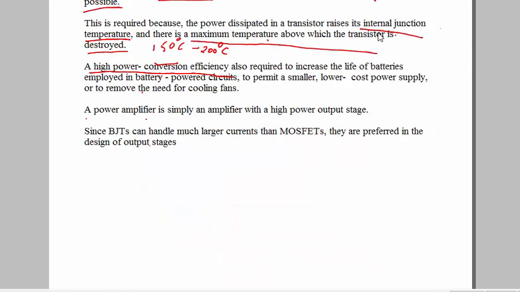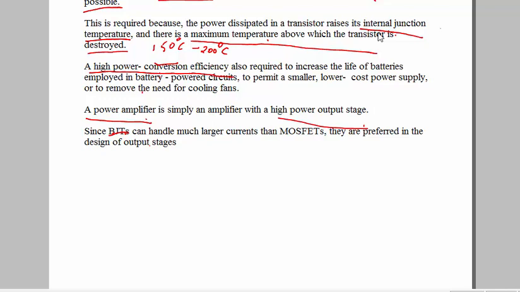So what is a power amplifier? A power amplifier is simply an amplifier with a high power output stage. Now here is a practical reason. It is observed that BJTs can handle much larger current as compared to the MOSFET. That's why the BJTs are preferred in designing the output stages. Some special output stages use CMOS and MOSFETs also, but BJTs are much preferred here. So this was the introduction part.